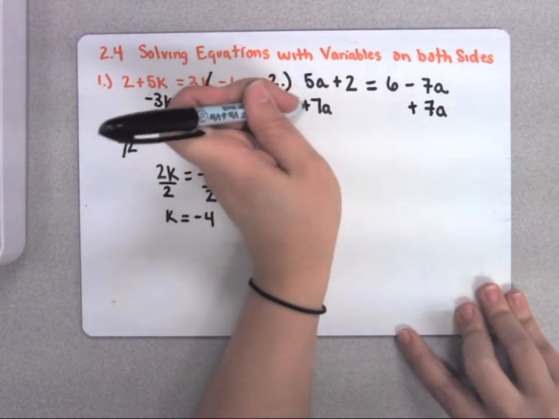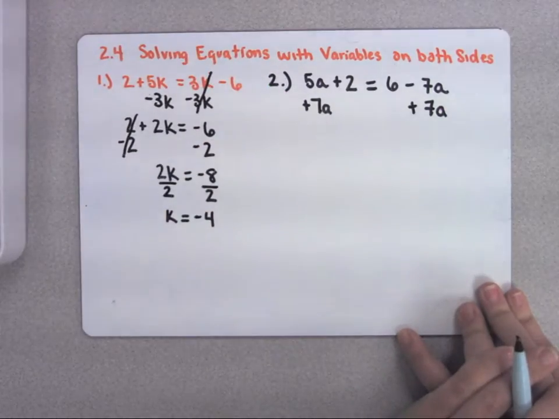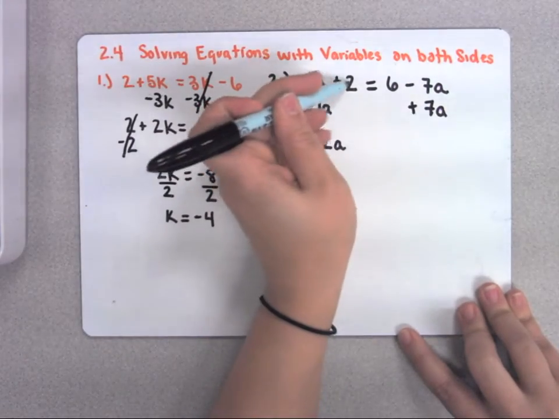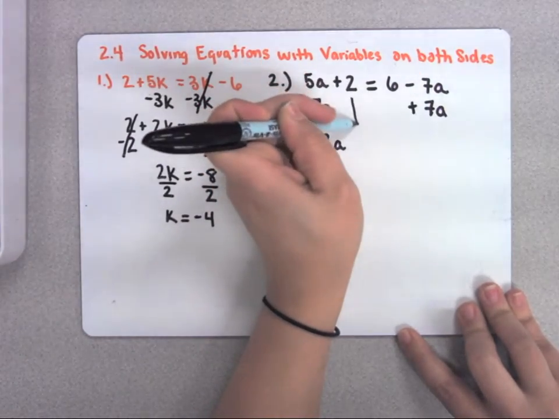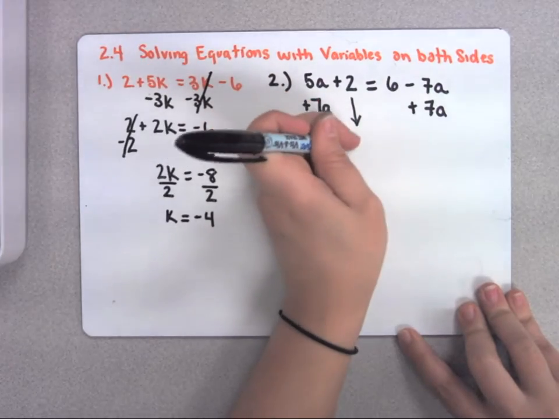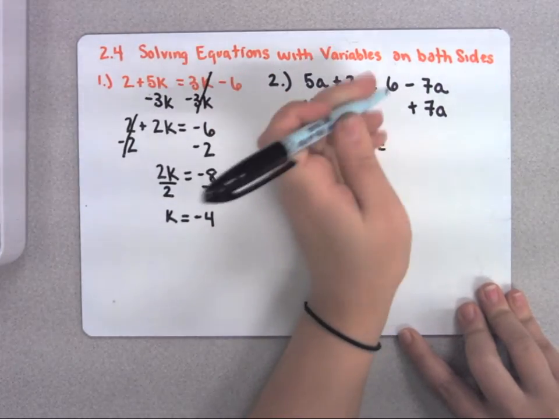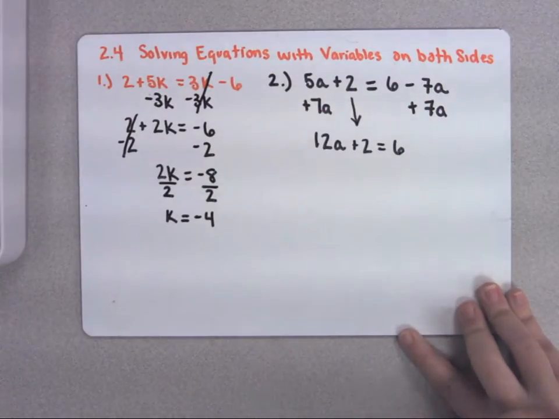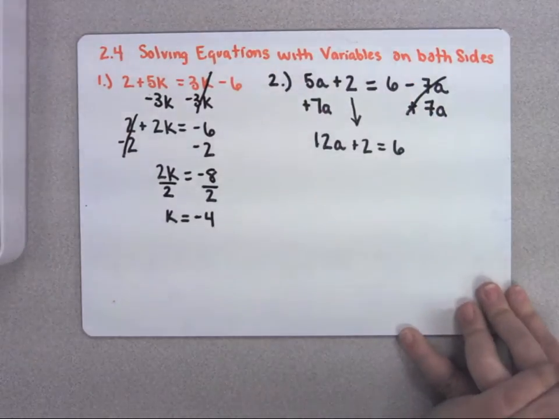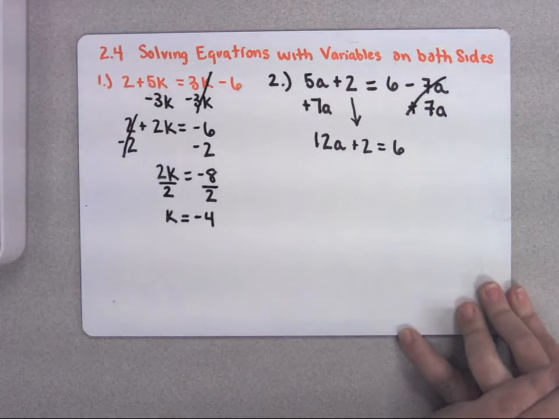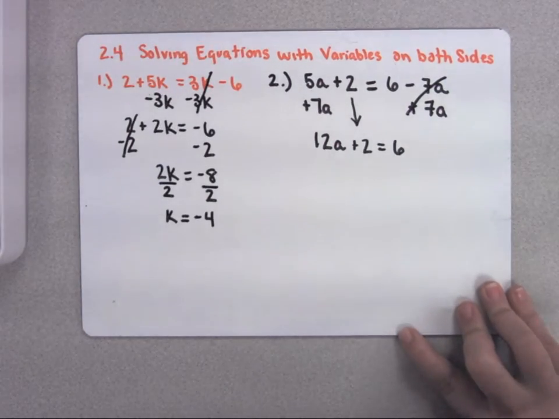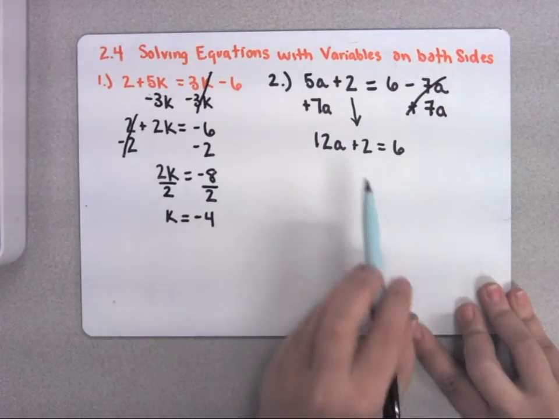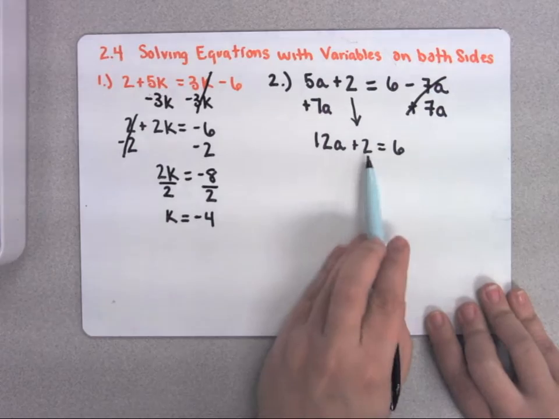So 5a's plus 7a's is what? 12 what? A. I didn't do anything with this 2, so what should I do? Bring it down. Plus 2 equals, didn't do anything with 6. Bring it down. What happens with the 7's and the a's? They cancel out. Negative 7a plus 7a, gone. Now that we only have one variable, we just solve to move everything slowly away from a. What are we going to move first, the 12 or the 2?